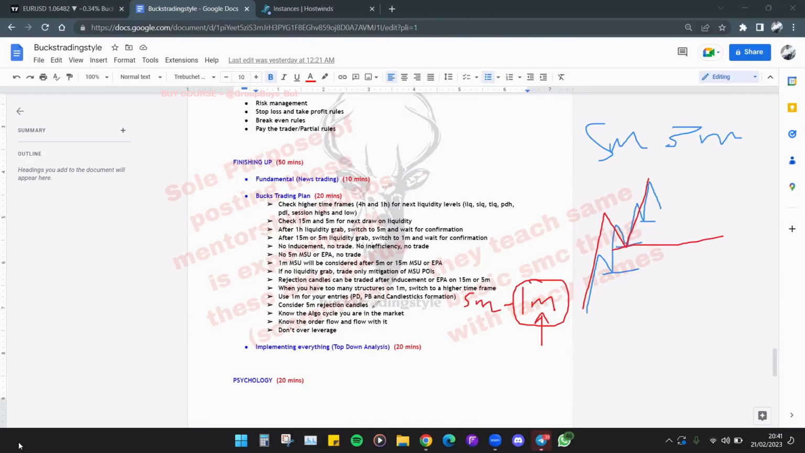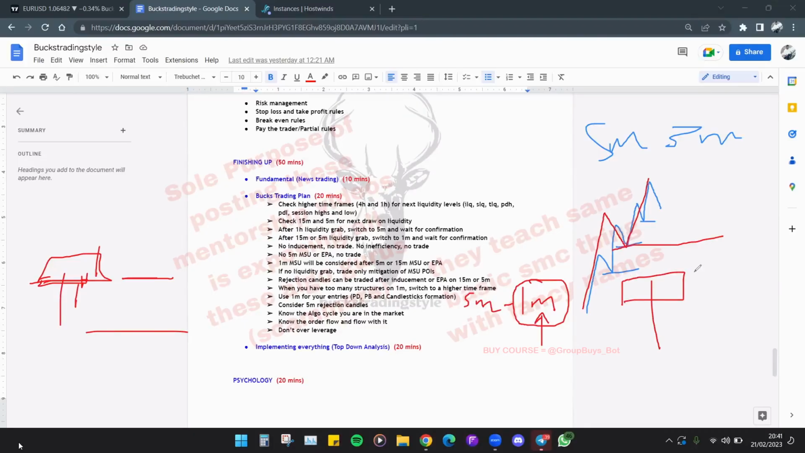I use the 5 minute rejection candle, right? You can trade off a 5 minute rejection candle if the stop loss sizes are not large, okay? A 5 minute rejection candle shows a great sign of rejection. That means if you go to the 1 minute time frame, you're going to see multiple rejections.